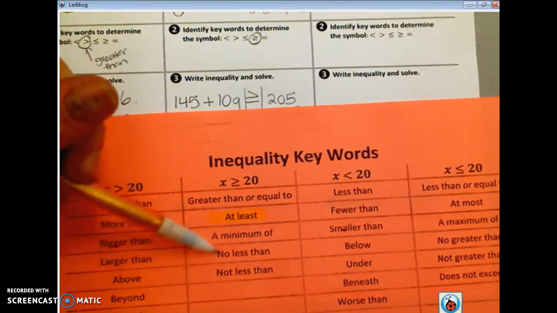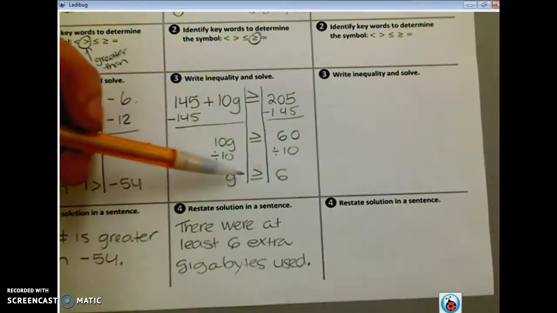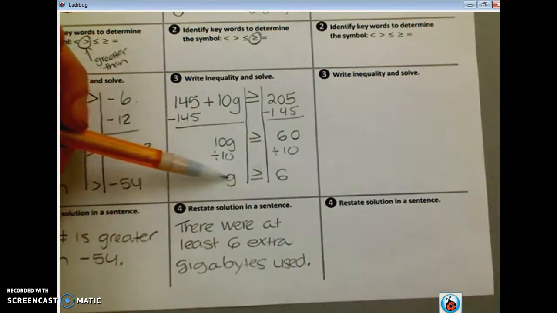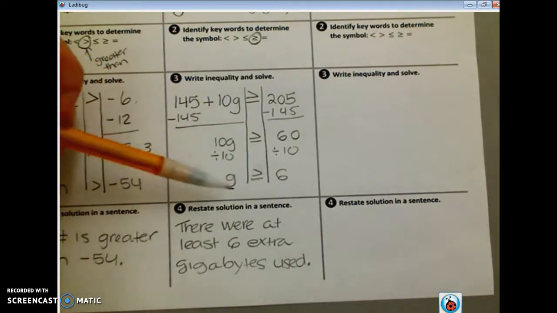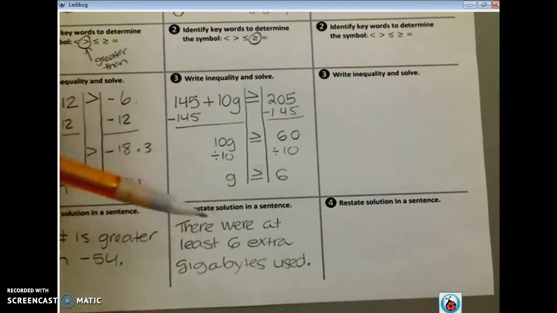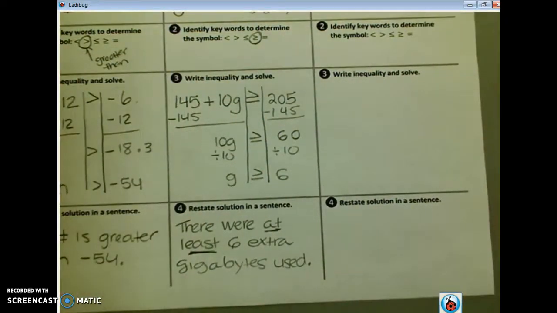You could have gotten funky and done the no less than. You could have even just kept it simple and said there were 6 or more extra gigabytes used. But you really don't want to say there were extra gigabytes that were greater than or equal to 6. Like, that doesn't sound natural when you're wording it. So you need to get a little bit more creative in these sentences than you did with the equations.